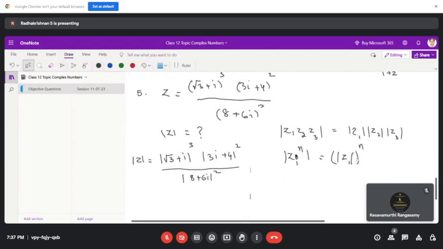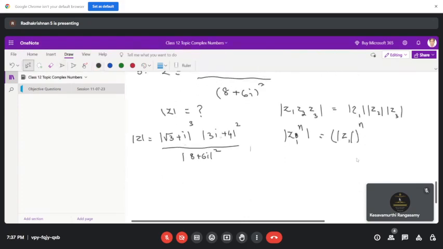Right? This is the first step. So what is mod root 3 plus i? Sir, 2, sir. Yeah, correct. So that is 2. Each one you can easily evaluate. 2 cube, and this is 3 square plus 4 square. So 5.